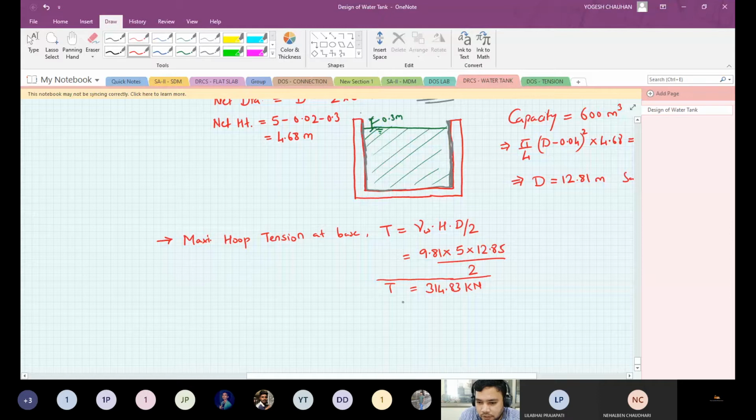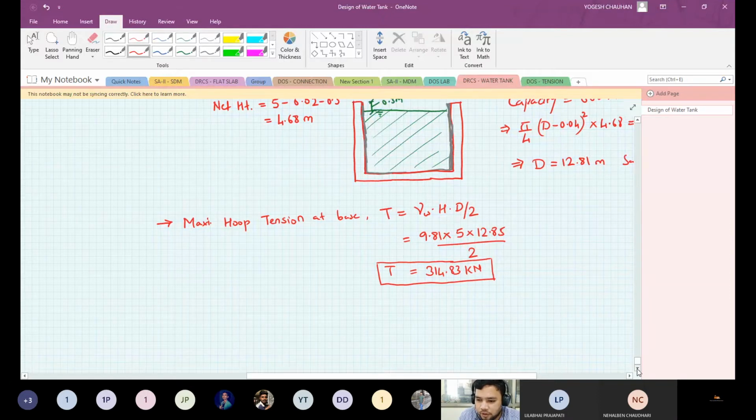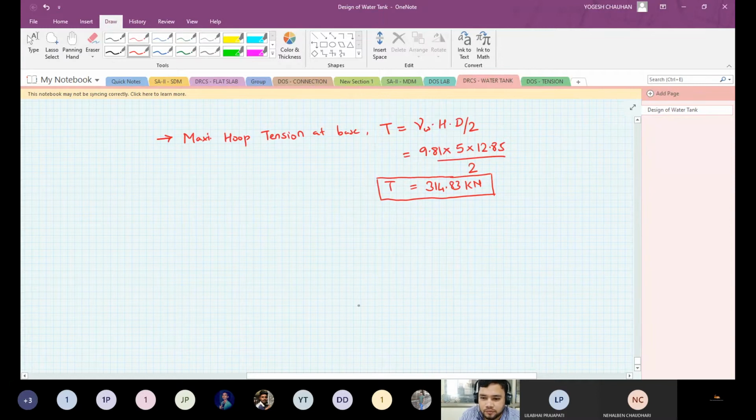Now you have the value of the tension. You can now find the thickness of the walls, as well as the amount of reinforcement required for the walls.